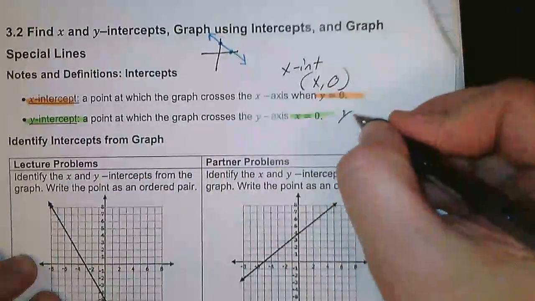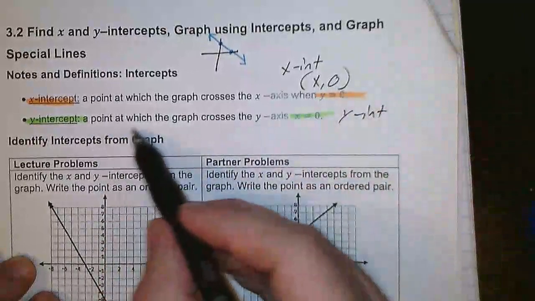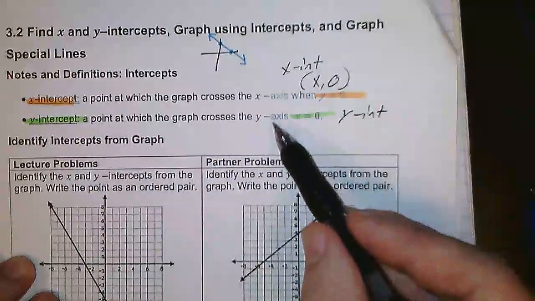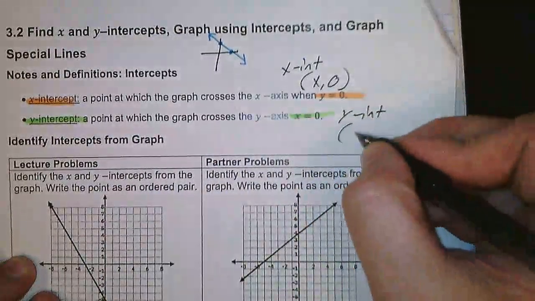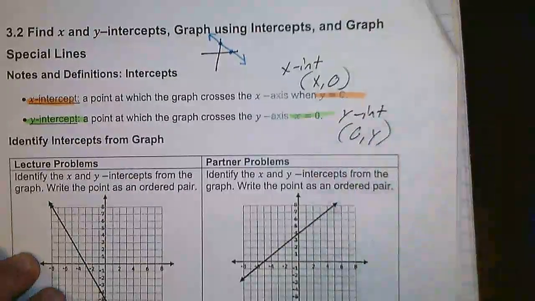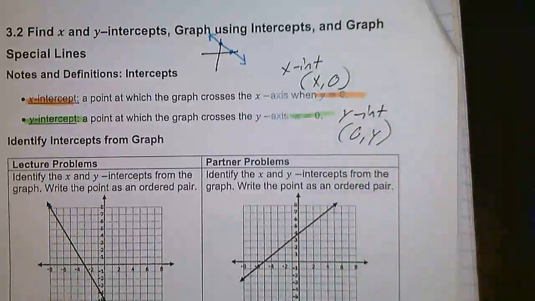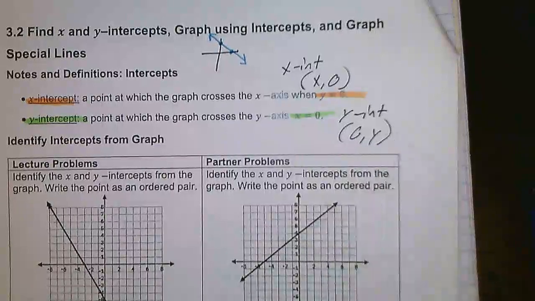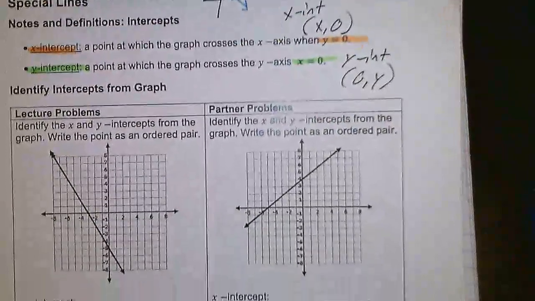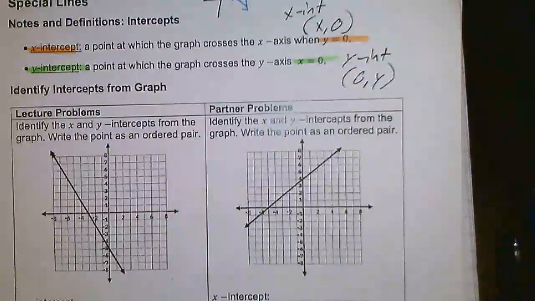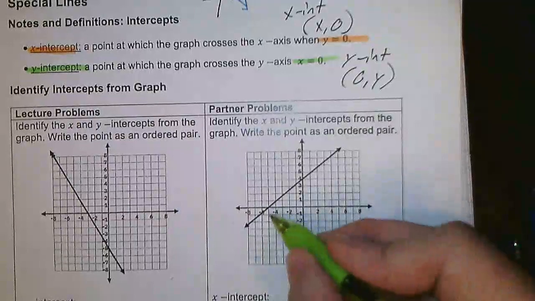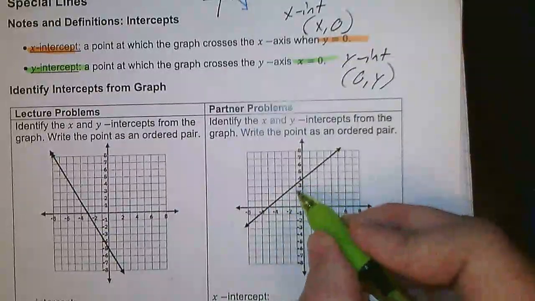Our y-intercept is a point at which the graph crosses the y-axis when x equals 0. So if we're on the y-axis, then our x value is 0, and we have a y value. So looking at this problem here, we'll take a look at this one. It's a little easier to see.